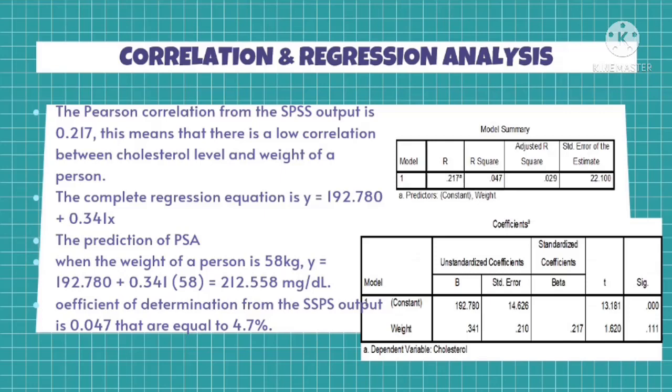The complete regression equation is y is equal to 192.780 plus 0.341 x. The prediction of cholesterol level when the weight of a person is 58 kg, y is equal to 192.780 plus 0.341 multiplied by 58 equal to 212.558 mg/dl. The coefficient of determination from the SPSS output is 0.047, that are equal to 4.7%.